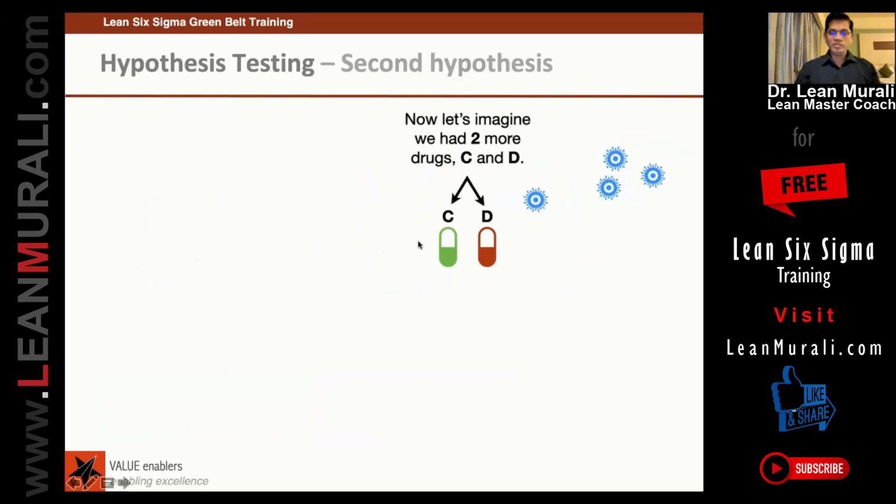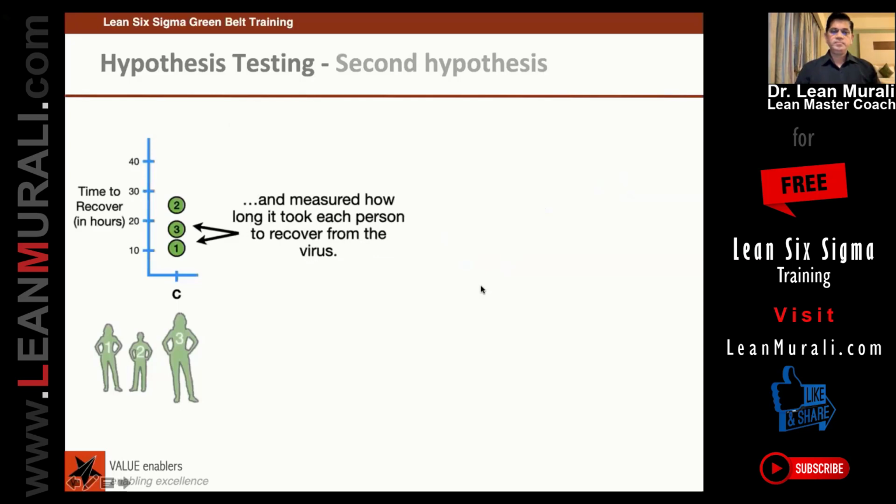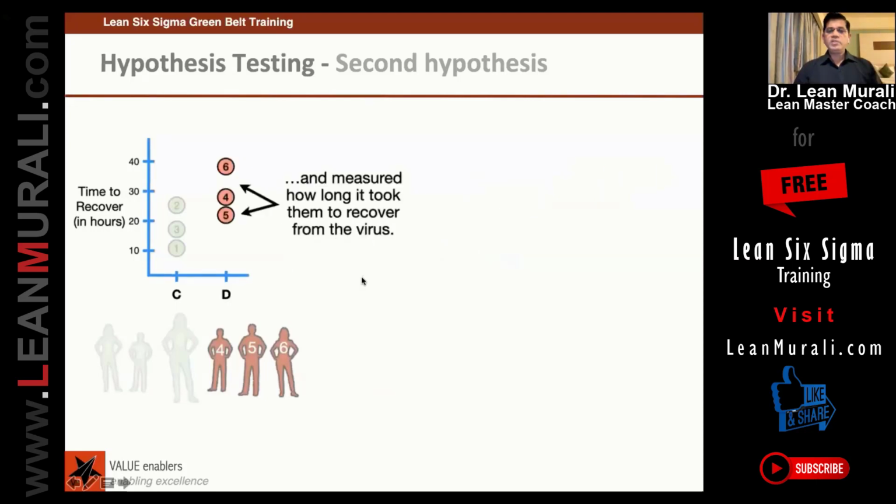Let's go to the second hypothesis. Let's say two more drugs have come into the market, C and D. Just like before, we give the drug to 3 people, and we measure how long it took for each person to recover from that virus. And then we gave drug D to 3 people and measured how long it took for them to recover from the virus.